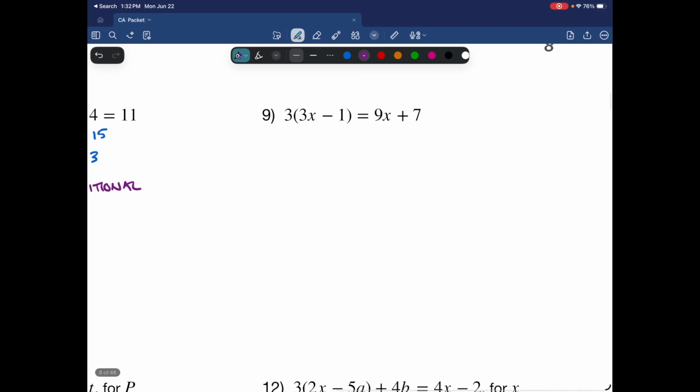All right, so look at number 9. This gives me 9x minus 3 equals 9x plus 7. Well, you have 9x on both sides, so if you move one, you end up with negative 3 equals positive 7. That does not work. So this is what we call a contradiction, and I would write that as no solution or an empty set.